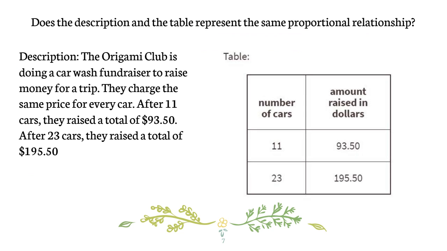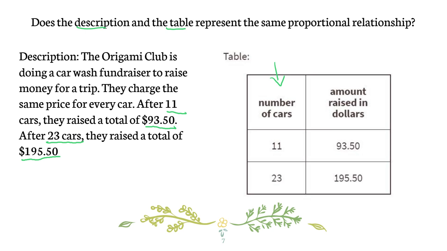Okay, so on this one it says does the description and the table represent the same proportional relationship? So our description says that the Origami Club is doing a car wash fundraiser to raise money for a trip. They charge the same price for every car. After 11 cars, they raise a total of $93.50. After 23 cars, they raised a total of $195.50.